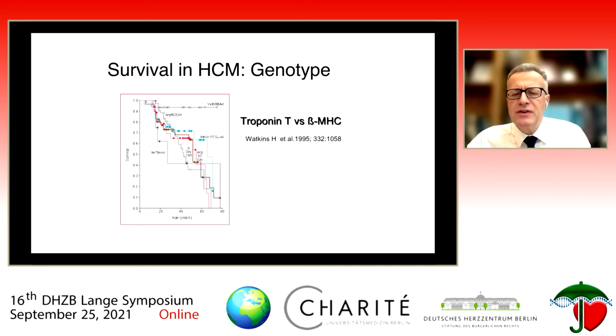In terms of prognosis, for many years we've seen this graph. This goes back to Hugh Watkins' study from 1995 when he was in the Seidman lab in Boston, describing families that had mutations in troponin T or beta-myosin heavy chain and showing very different outcomes in these families.